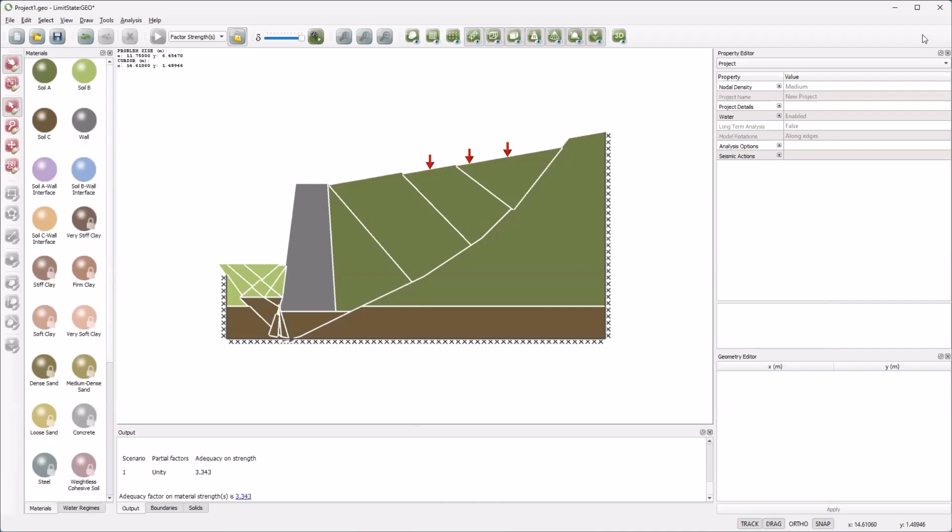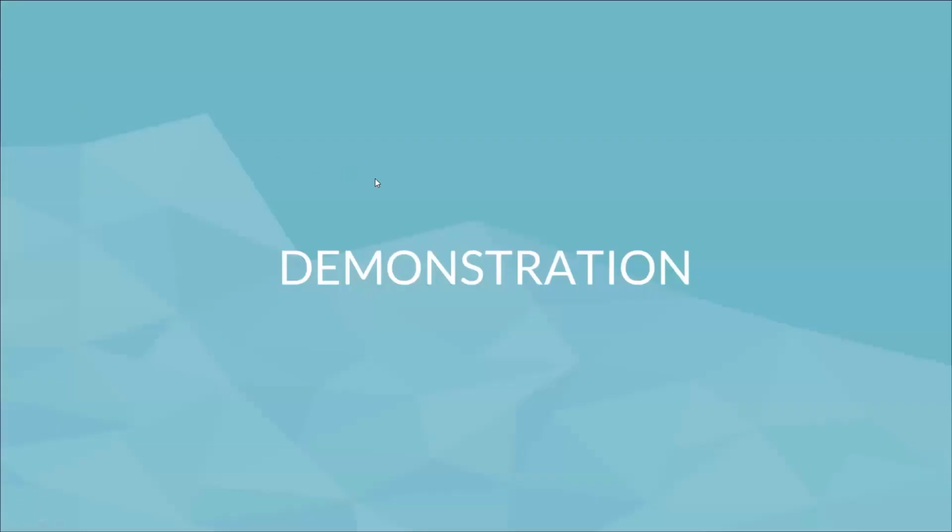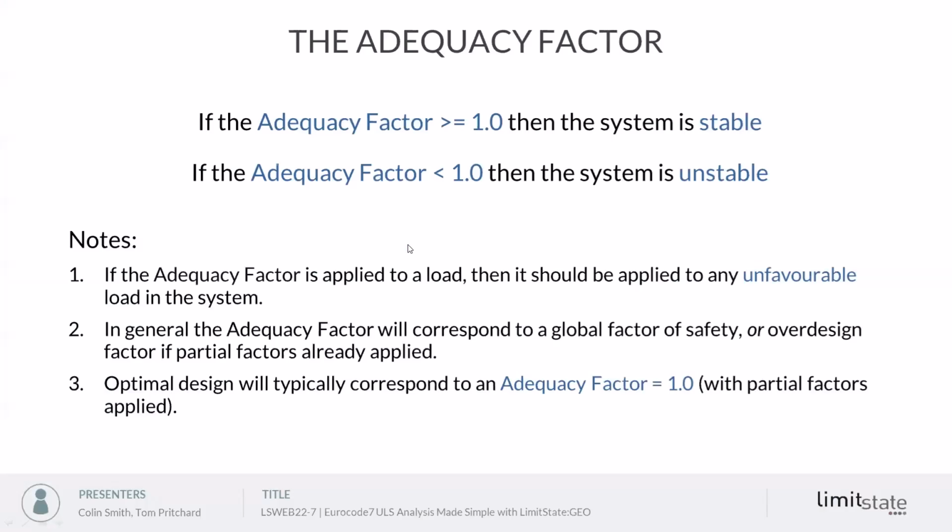So just revert back to the PowerPoint. And just to summarize that, as I've said, if your adequacy factor is bigger than 1, your system is stable. If it's less than 1, you're unstable.